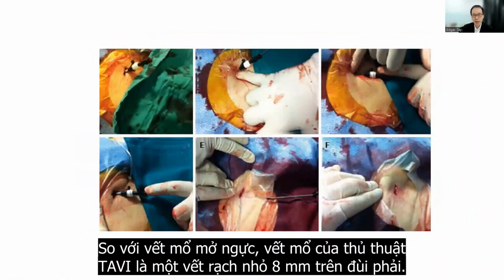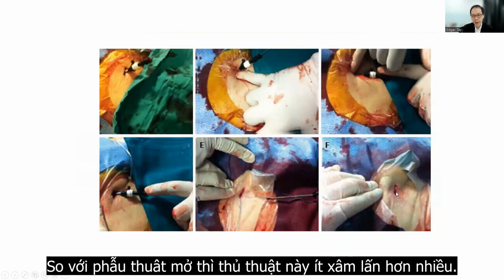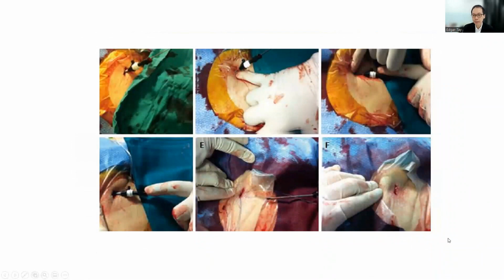So you can see, compared to the open chest wound, the final wound of a TAVI procedure is an 8mm little injection on the right thigh, compared to a big operation in the past. So, a much less invasive procedure.